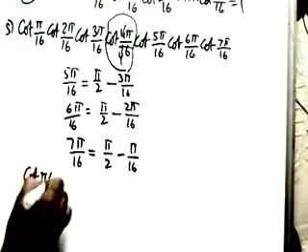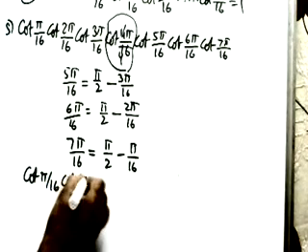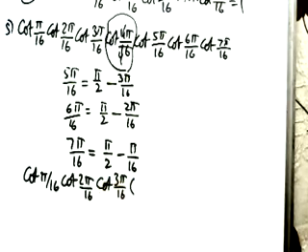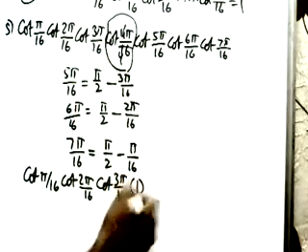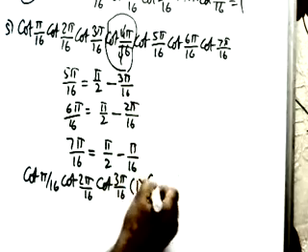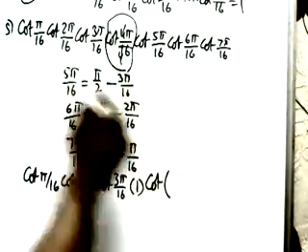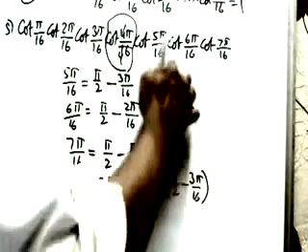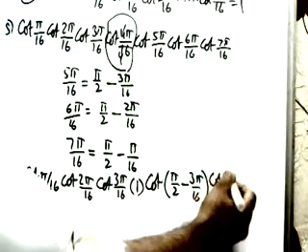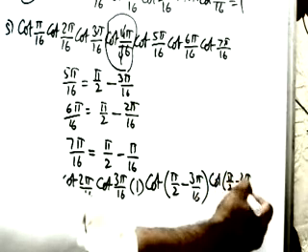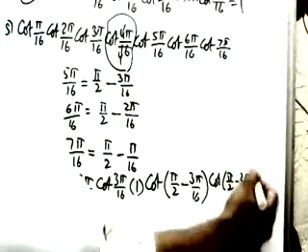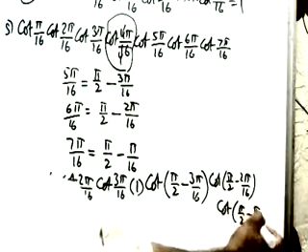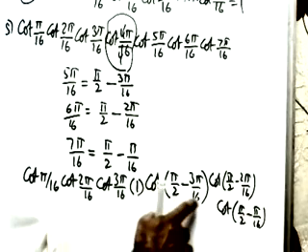Now you write the first 3 terms as they are: cot pi by 16, cot 2 pi by 16, cot 3 pi by 16. Now this is cot 45, and cot 45 is 1. Now we have changed this one. Cot of 5 pi by 16 can be written as cot of pi by 2 minus 3 pi by 16. In the same way, this can be written as cot of pi by 2 minus 2 pi by 16. And the last one is cot of pi by 2 minus pi by 16.